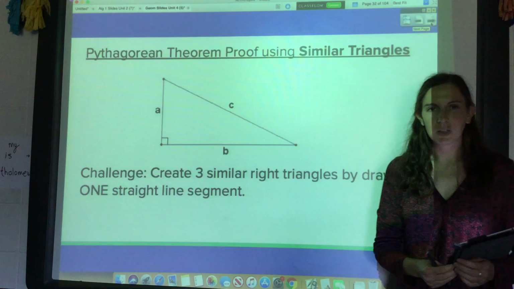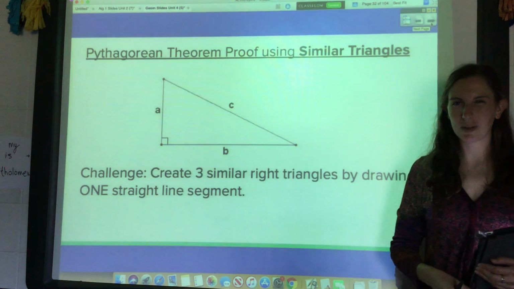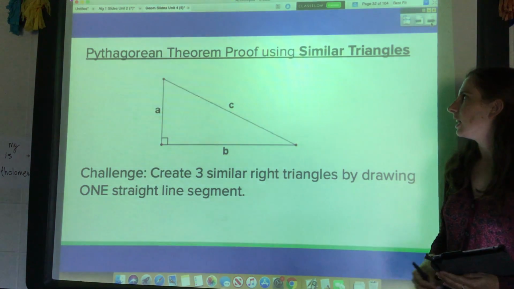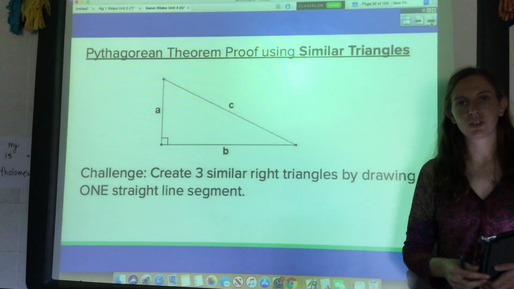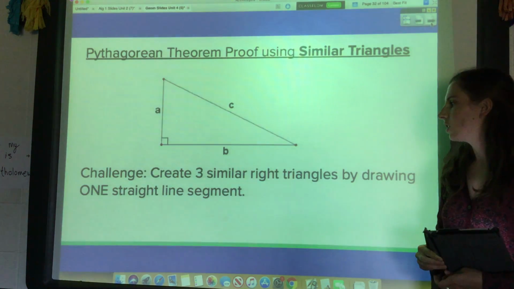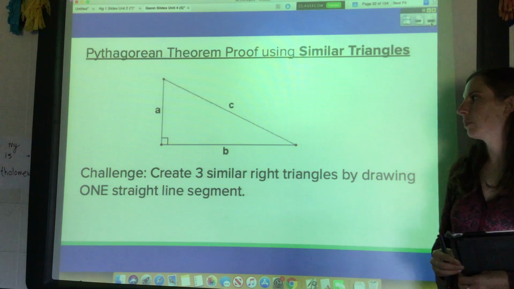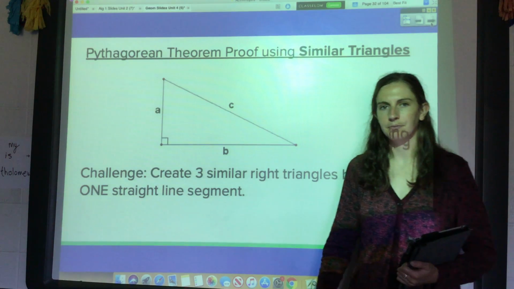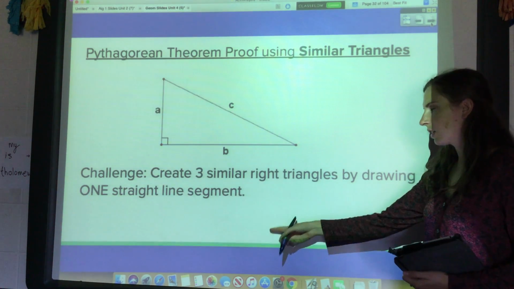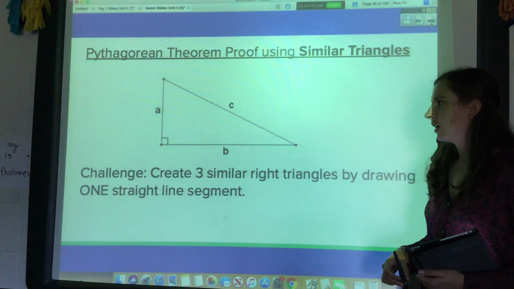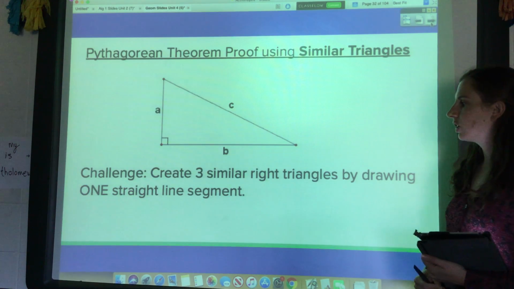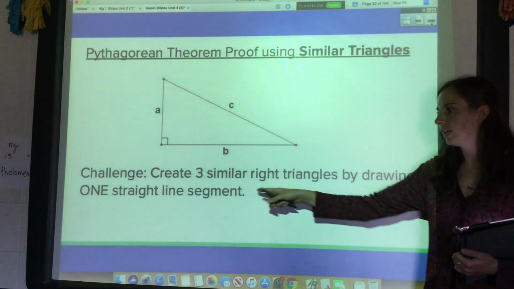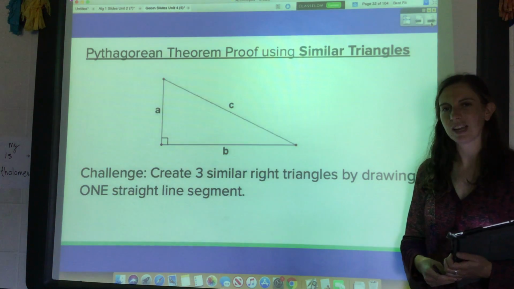Okay. The proof that we are going to focus on in this unit is a little more complicated than that, if I'm being honest. But the reason we're focusing on it now in this unit is because this proof has to do with similar triangles. It has to do with what we just did. So for this proof, I'm going to start off with a right triangle, again labeled A, B, and C. And by the time I'm done, once again, I want to have A squared plus B squared equals C squared. That's my goal. To start off with, I have a challenge for you, which is, could you create 3 similar right triangles out of this one by just drawing one straight line segment? So take a second and see if you can try that.